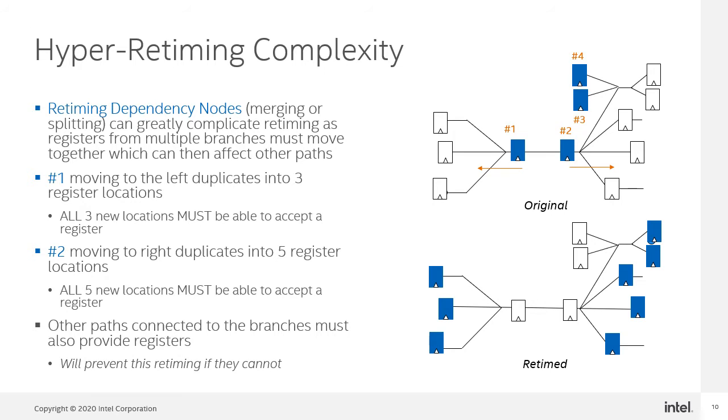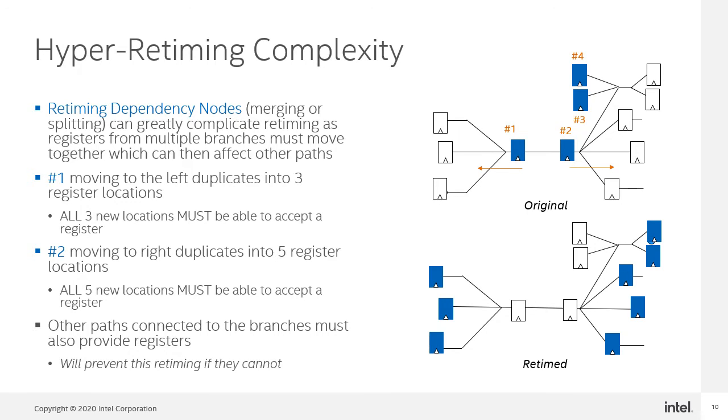If we retime register number 2 forwards, because of the diverging path, it must be duplicated into 5 register locations, and all 5 new locations must be able to accept a new register. Since registers number 3 and number 4 are also connected to the converging point fed by register number 2, they must also retime forwards along with register number 2 as shown in the lower diagram.